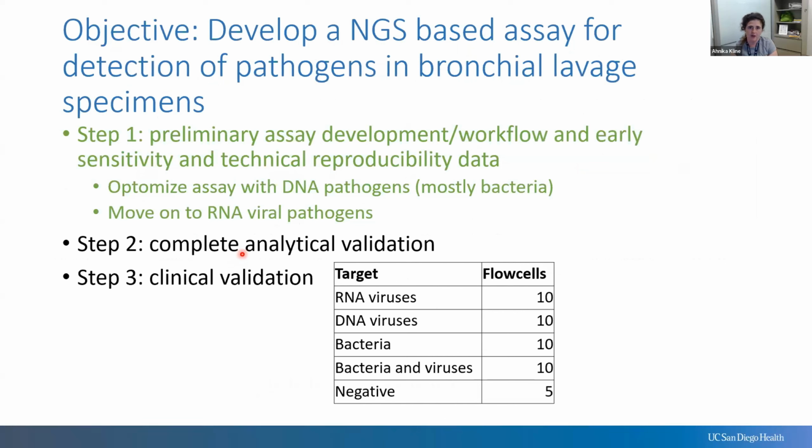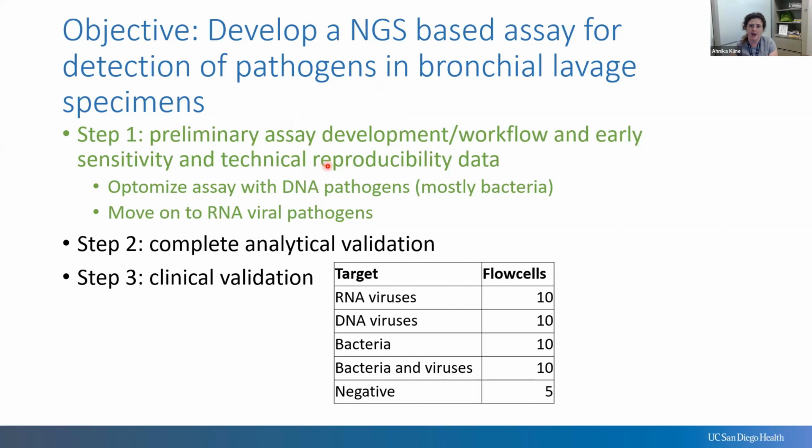So our objective is to develop a next generation based assay for detection of pathogens in bronchial lavage specimens. We chose bronchial lavage specimens because of the recent COVID pandemic and the idea that respiratory viruses seem to be the most likely new and emerging pandemics that we're going to see. And so looking at the places that they infect seems the most useful.